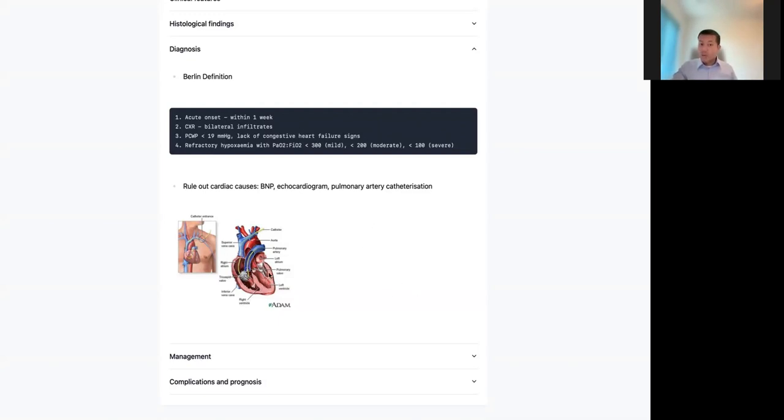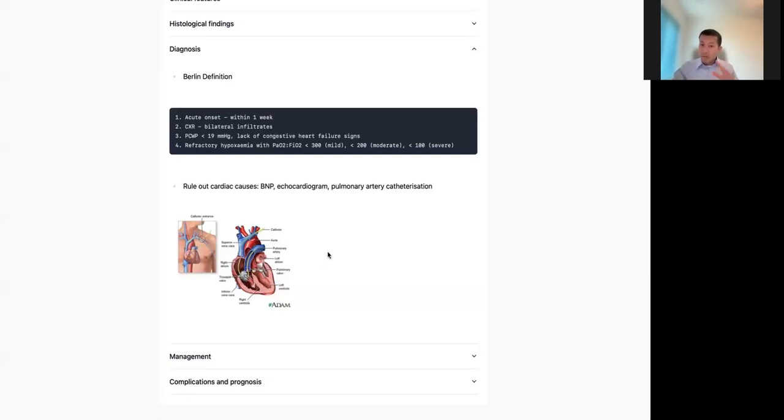So you can see it is quite invasive and it has got serious complications, including the rupture of the right atrium, for example, or even the right ventricle, because the right side of the heart, as you remember, is much thinner compared to the left side of the heart as well.